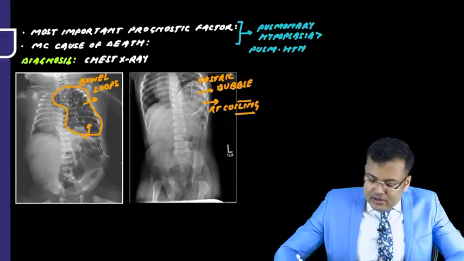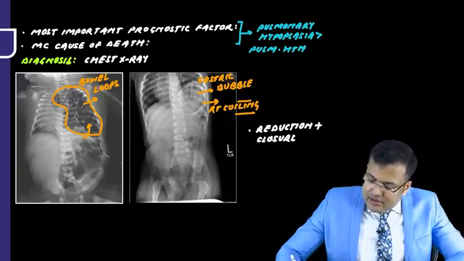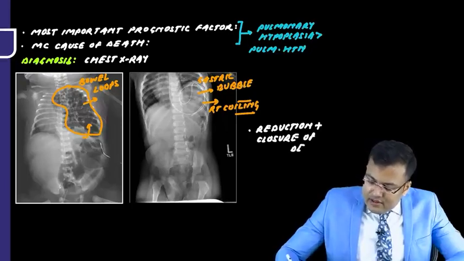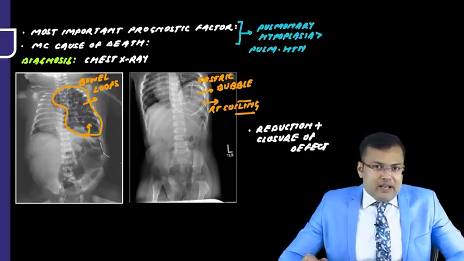So what's the treatment? Reduce the herniated organ, so reduction, plus closure of the defect. Clear? Similar treatment is also done in patients who are having Morgagni hernia.